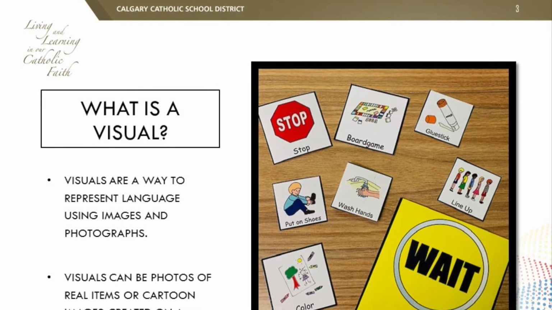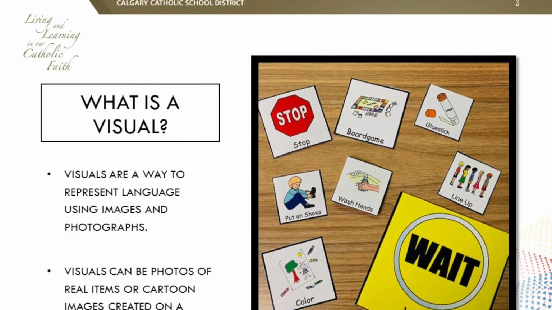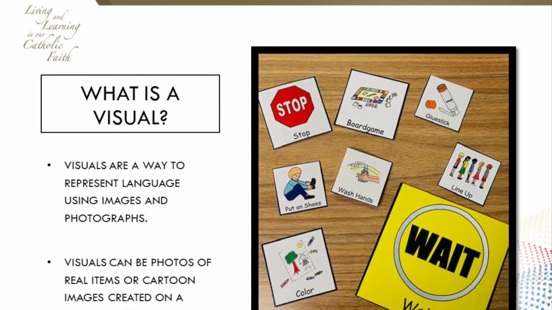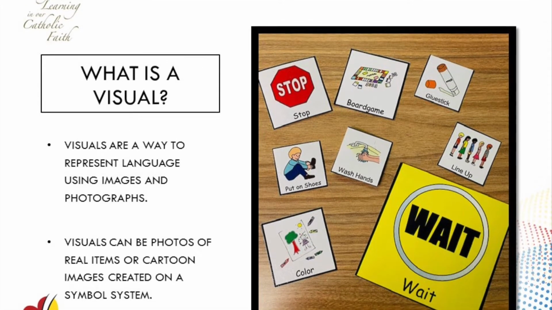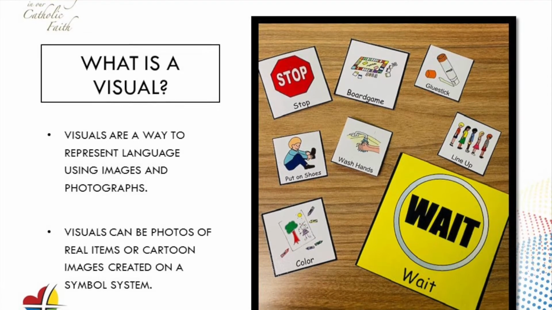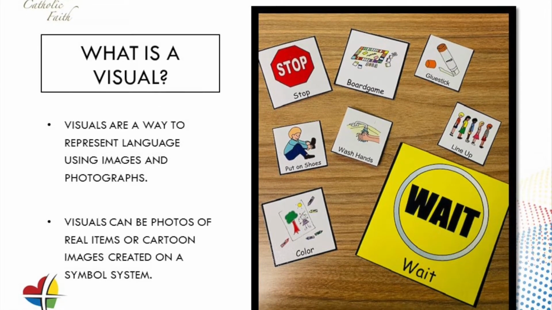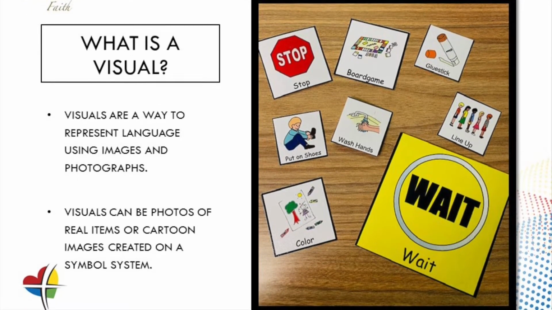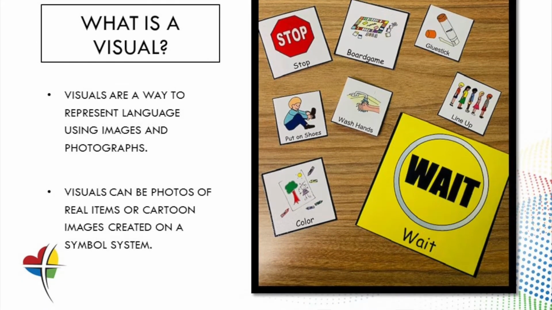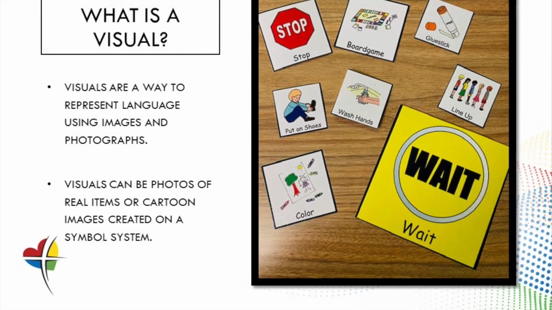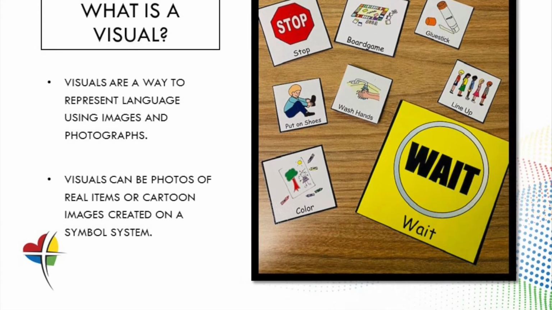What is a visual? Visuals are a way to represent language using images and photographs. Children with language delays have difficulty understanding spoken language. Visuals are a way to physically represent what is said to them. Visuals can be photos of real items or cartoon images like the ones you see here that are created on a symbol system.